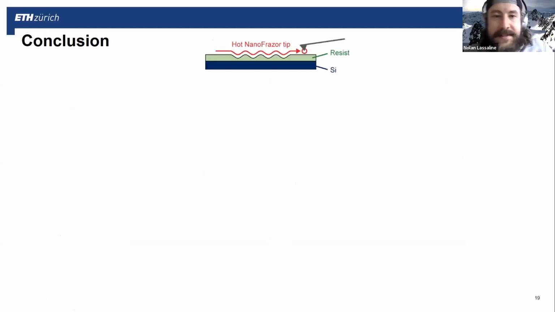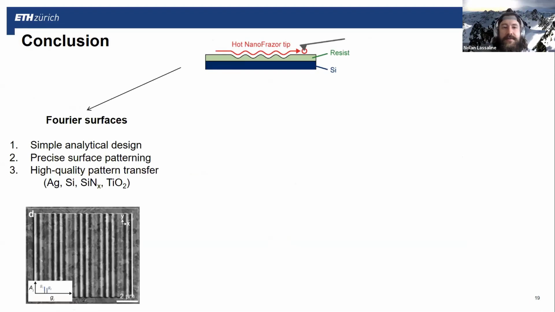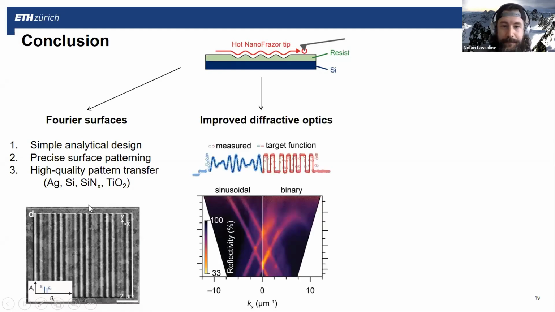As we've seen today, I think the first takeaway is that everything that we've shown really starts with the NanoFrazor, and everything that I've shown is really only possible by using the NanoFrazor. With this technology, we have introduced the concept of Fourier surfaces, and of course they're based on this very simple analytical design. With this precise surface patterning of the NanoFrazor, we can achieve that, and we can transfer these patterns with very high quality to a number of relevant materials, specifically optical materials in our case.